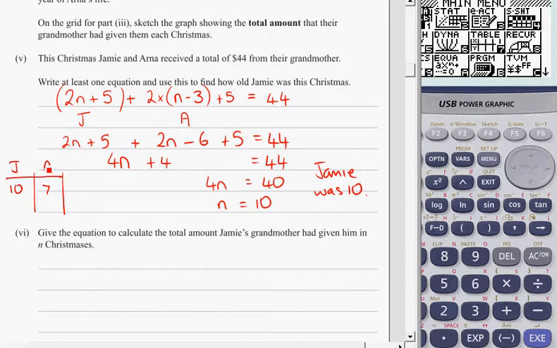Jamie was 10, the sister was 7. 2 times 10 is 20, plus 5 is 25. And the sister would have got 7 2s are 14, plus 5 is 19. And altogether, that equals 44.